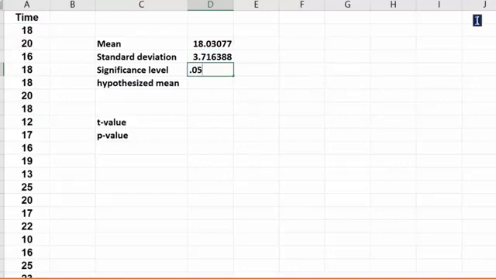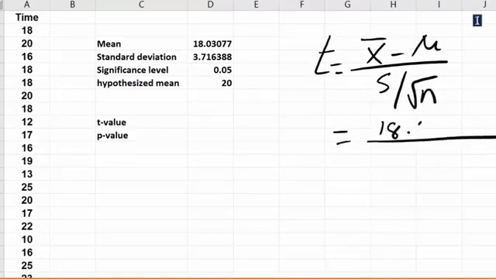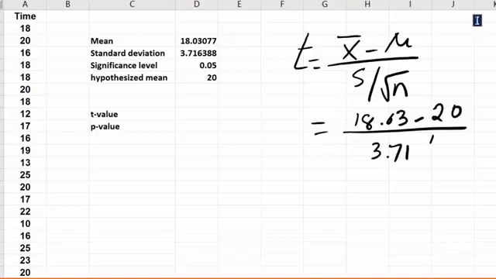Significance level, we are interested in 0.05, and hypothesized mean is 20 minutes, since we want it to take less than 20 minutes. So now I want to calculate the t-value. As before, the t-value is the sample mean minus hypothesized mean divided by the standard deviation divided by the square root of n. In this case, that would be 18.03 minus the hypothesized mean of 20 divided by 3.71 divided by the square root of 65. I didn't do the count here, but there are 65 people in our data.